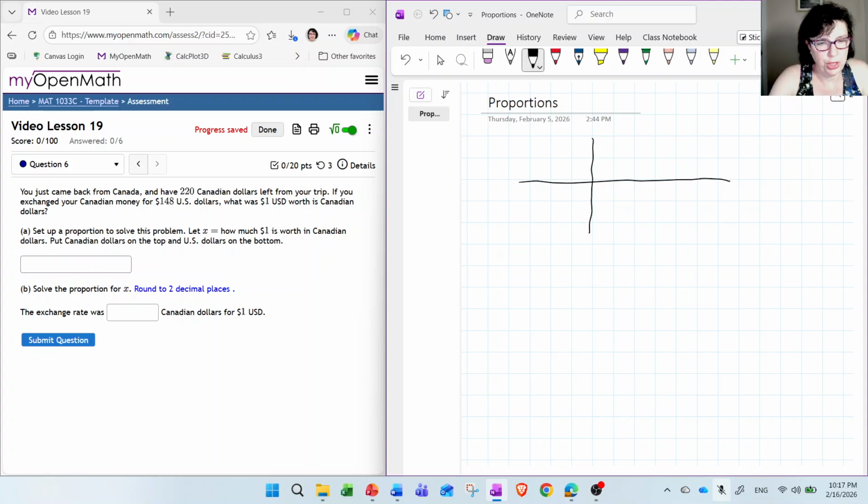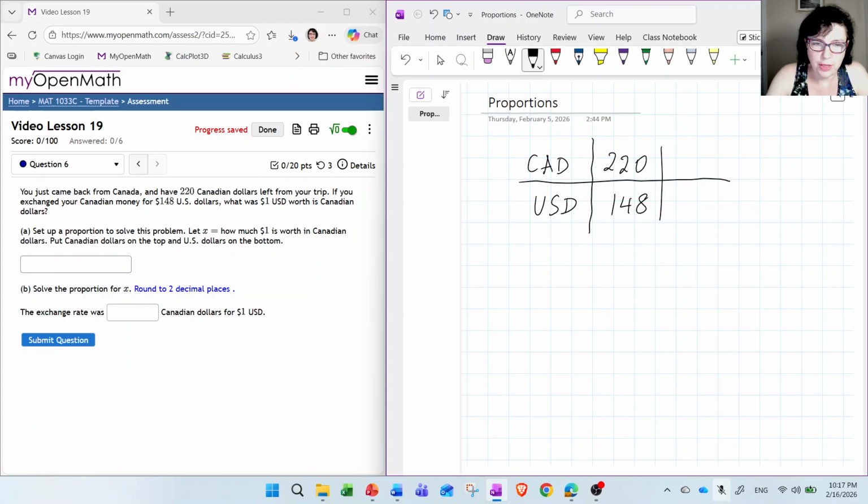And when I read the question, it says 220 Canadian dollars that you have left from your trip, you exchanged it for US dollars for 148. So we have the Canadian money, right? And that's 220. And then we have US money. So that would be United States dollars. That's 148. Pretty straightforward, right?